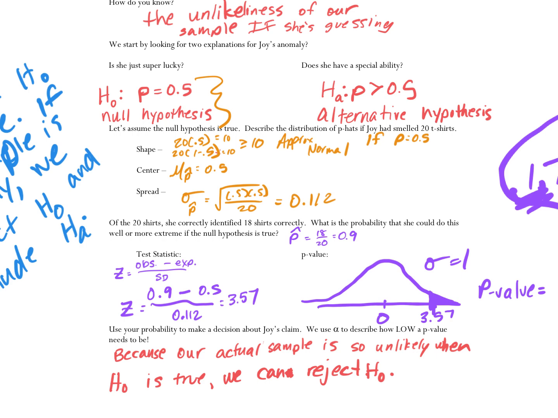So guess what we get to do? Reject the null. And if I cross out that hypothesis, how many hypotheses do I have left? One. That is the alternative hypothesis. She's doing better than just guessing.